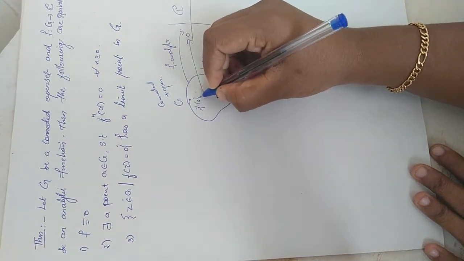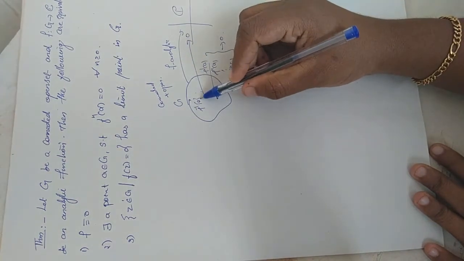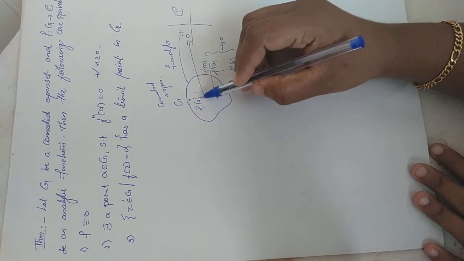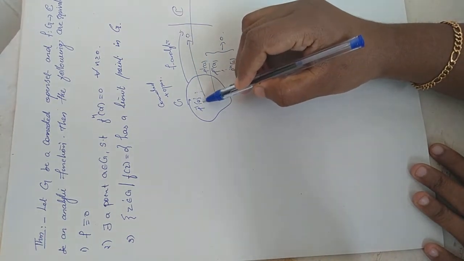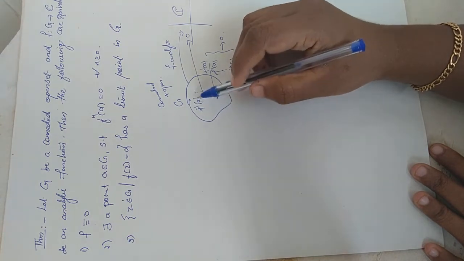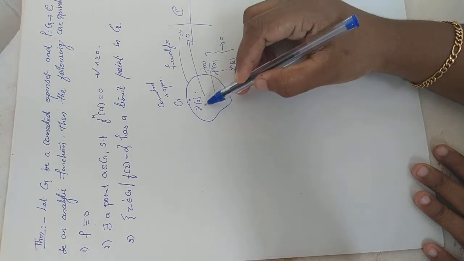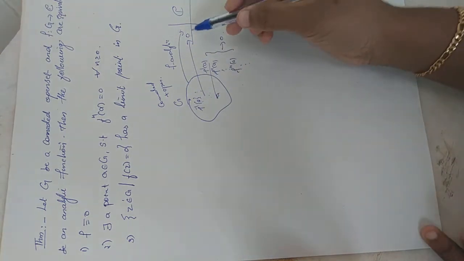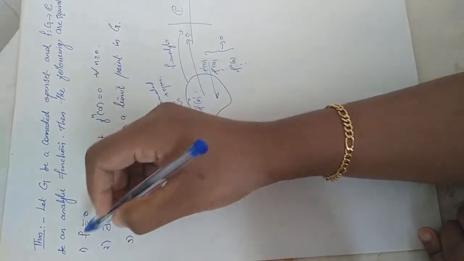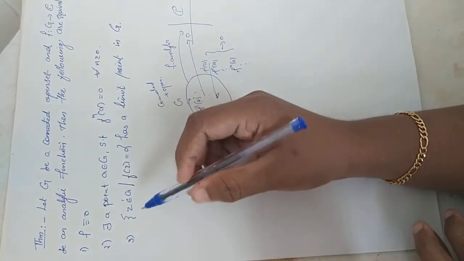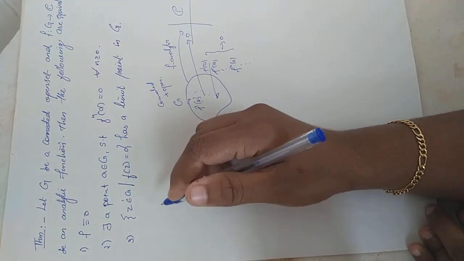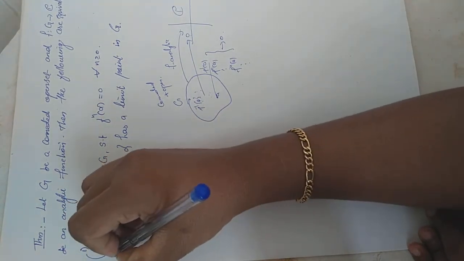And the third statement says that if you consider the inverse image of 0, that means f inverse of the singleton set 0, which means all the elements which are mapped to 0, then that set has a limit point in G. We need to prove that this set has a limit point in G. So these are the three statements given in the theorem. We need to prove that these three are equivalent. That means there is some connection between these statements. So first we will prove 1 implies 2.